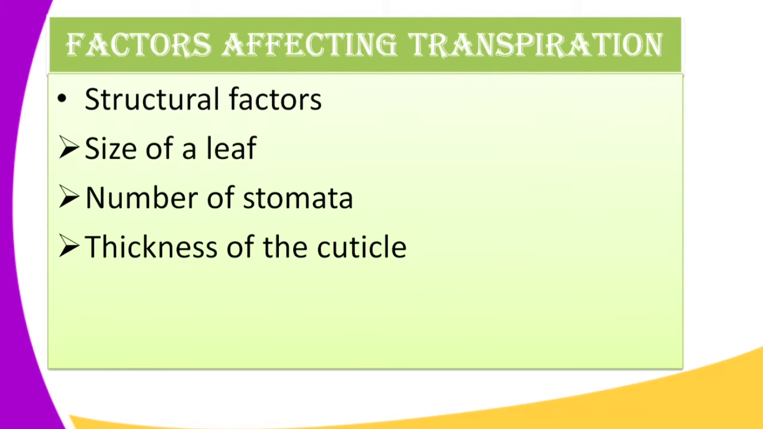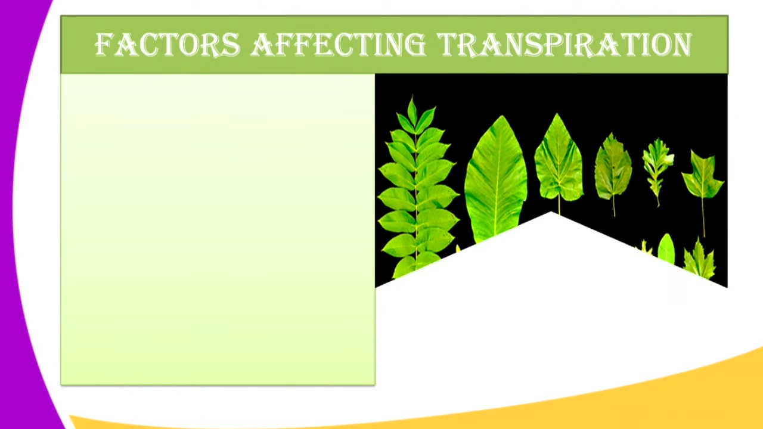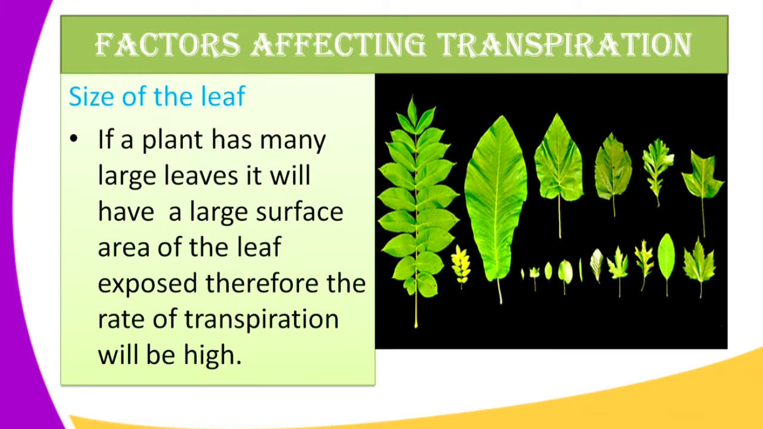Now, let us look at the structural factors. This includes the size of the leaf, the number of stomata on the surface of the leaf, and the thickness of the cuticle. So let us look at each of these three factors. First, let us start with the size of the leaf.